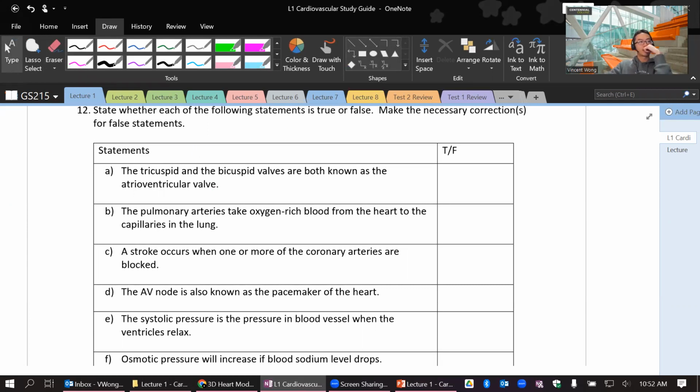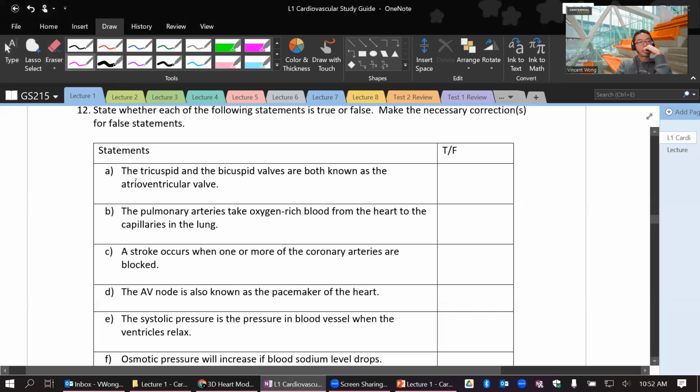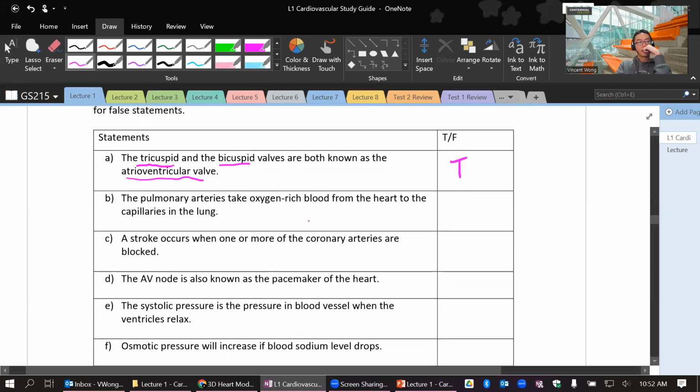Okay, so I know what you guys are thinking. Okay, I'm getting a couple of answers. Just waiting for more people. Tricuspid, bicuspid. Are they the AV valves? Yep, this one is true. Okay, very good. Next one.